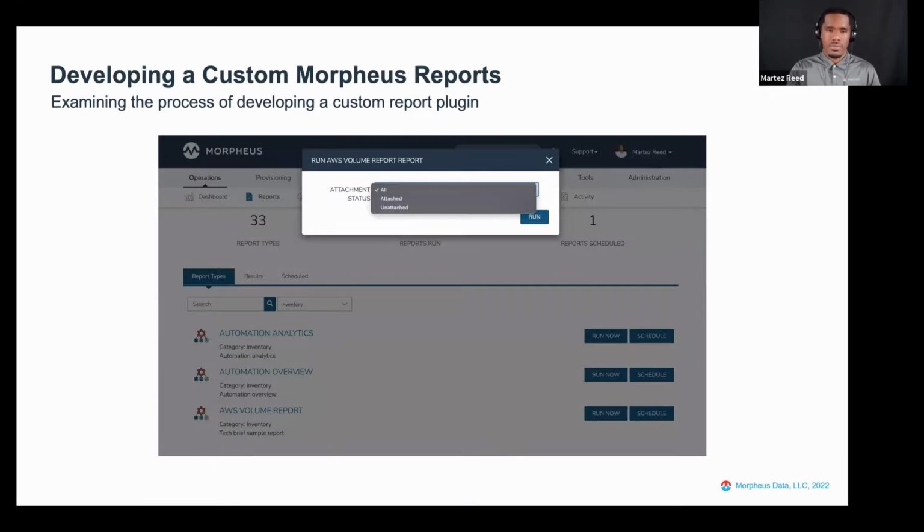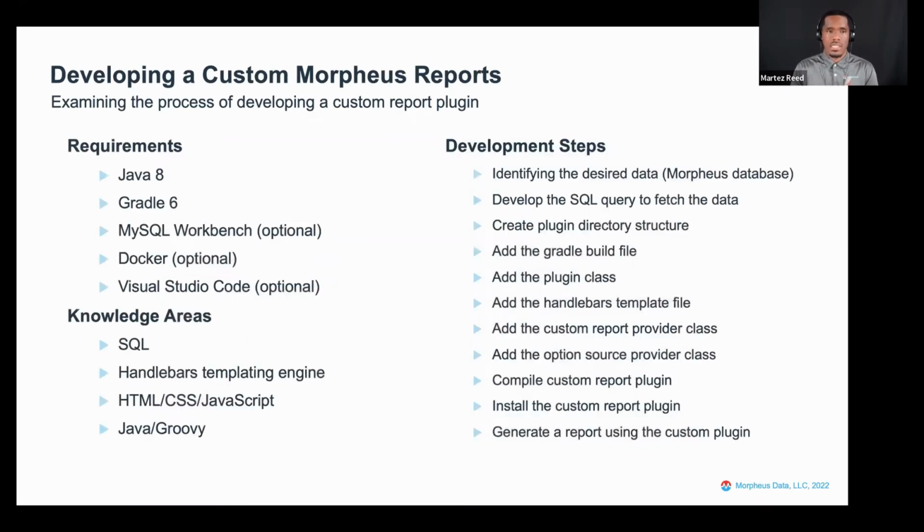So let's take a look at some of the requirements for developing custom report plugins. Java 8, and Gradle is used to build the plugin from a build standpoint. Maven could also be used as well, but the examples reference Gradle, so it's likely going to be easier to utilize Gradle for the build of the plugin.